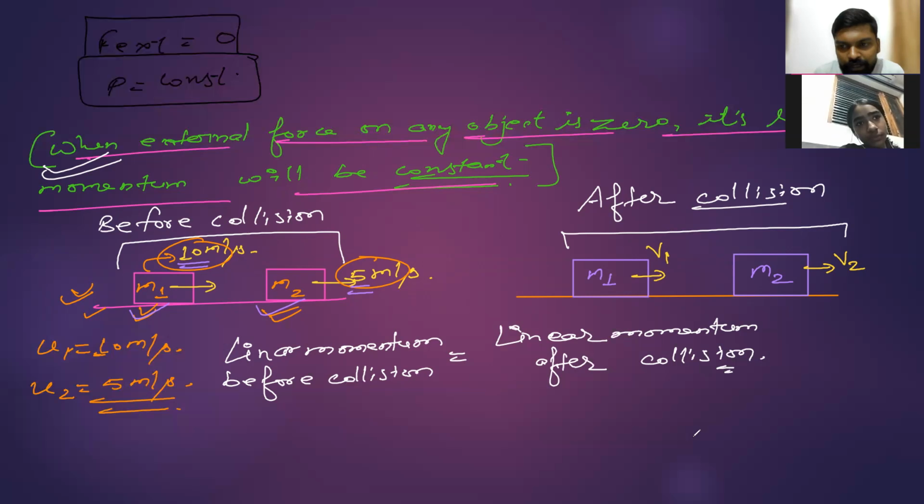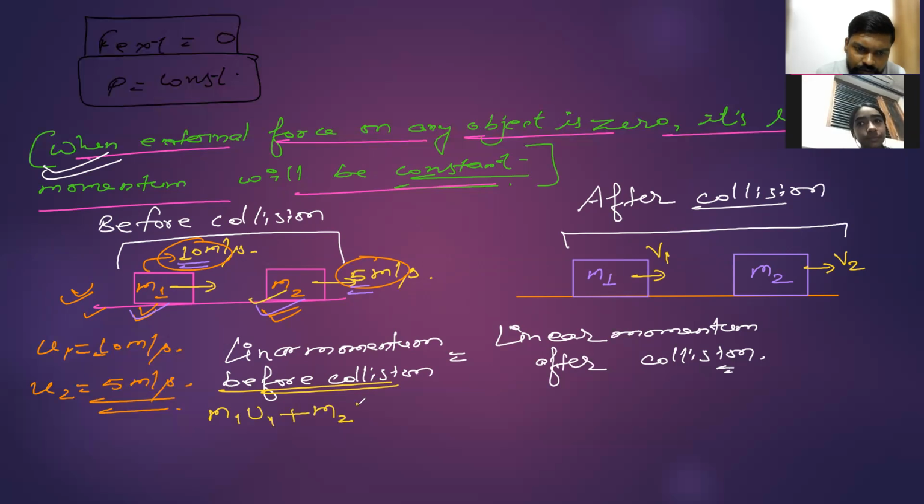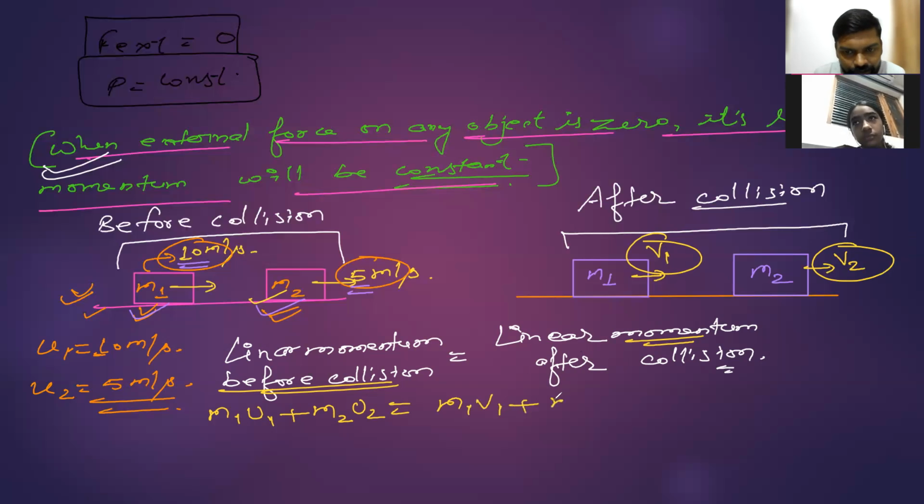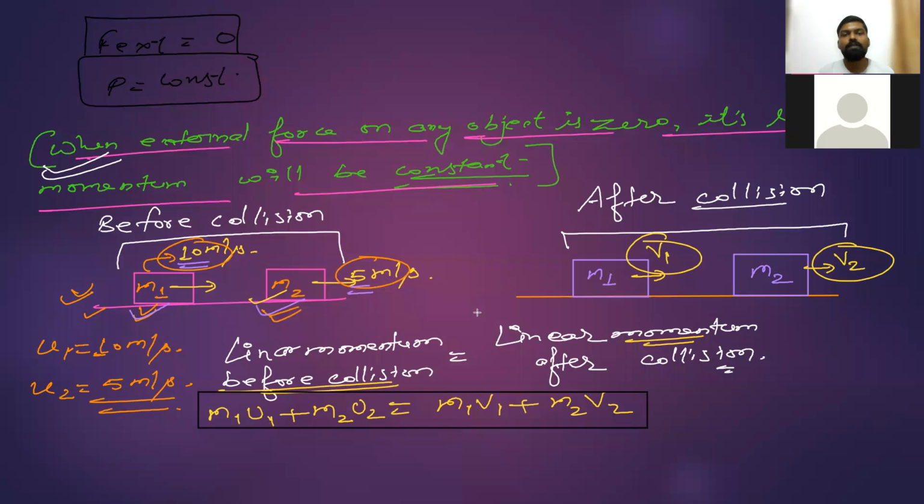If we talk about the linear momentum before collision, the speed of block one is u1 and the speed of block 2 is u2. So the total linear momentum will be m1 u1 plus m2 u2. Momentum is the product of mass and velocity, nothing else. This is equal to the linear momentum after collision: the speed of block 1 is v1 and the speed of block 2 is v2, so m1 v1 plus m2 v2. Is it clear or not? Yes, sir. So this is the formula for conservation of linear momentum.